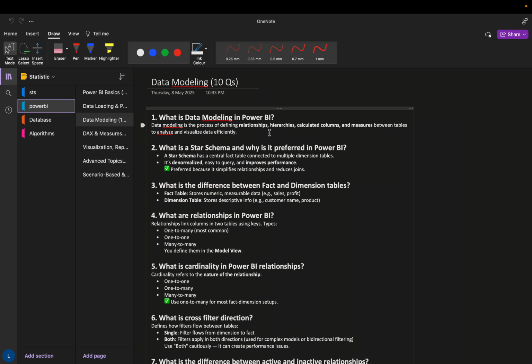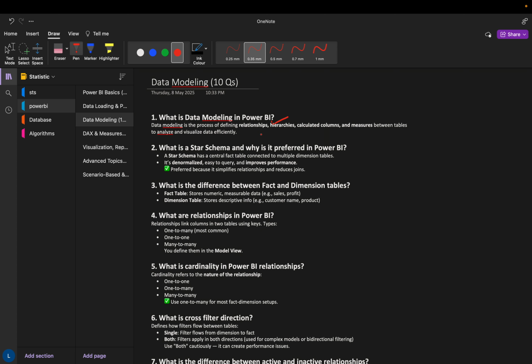So the first question for today is, what is data modeling in Power BI? Even in the previous class I have already discussed data modeling. Data modeling, as per definition, is the process of defining relationships, hierarchies, calculated columns and measures between the tables to analyze and visualize the data effectively.